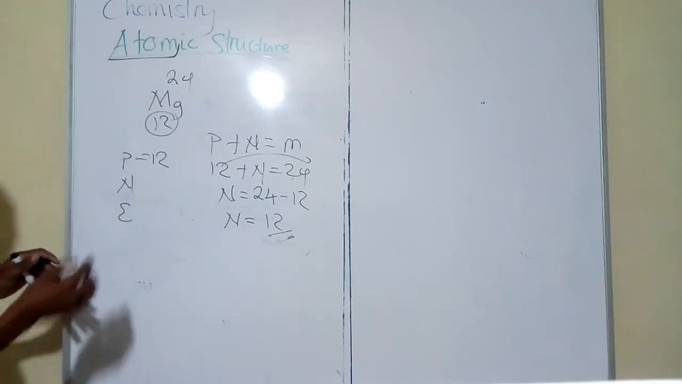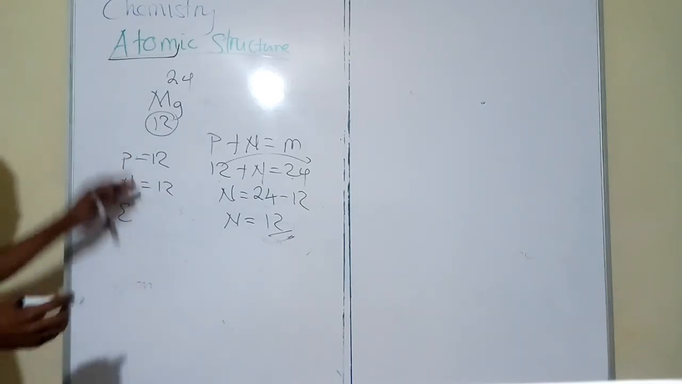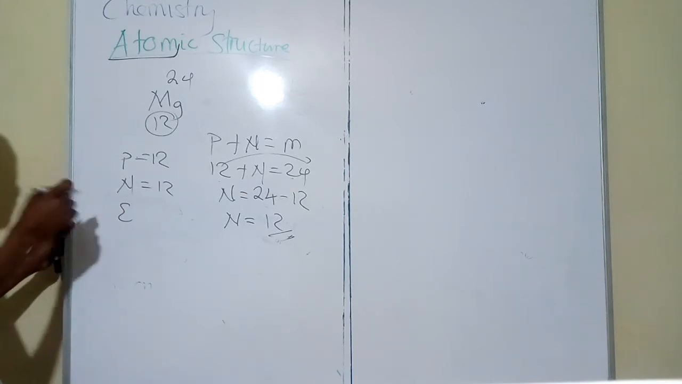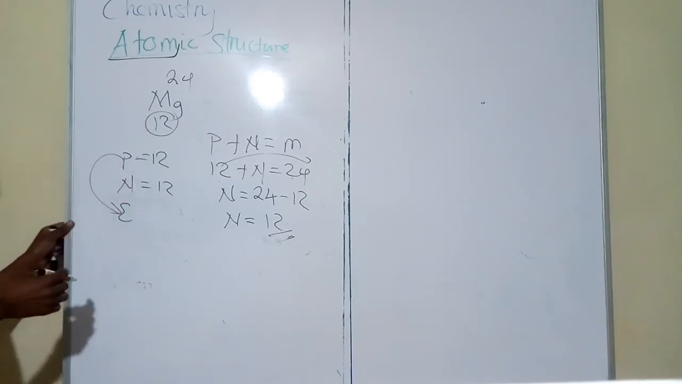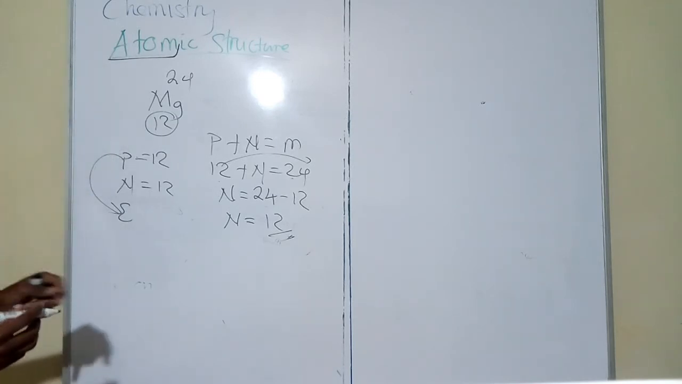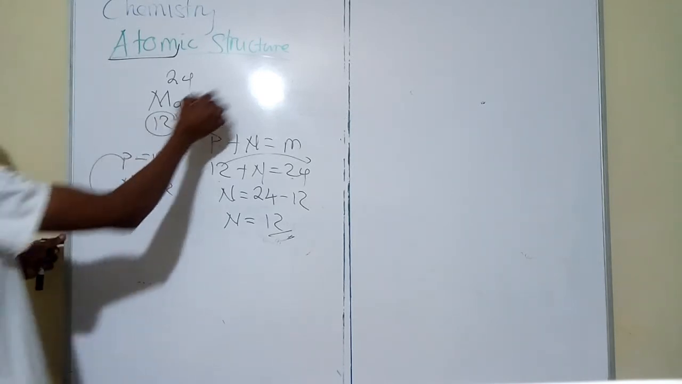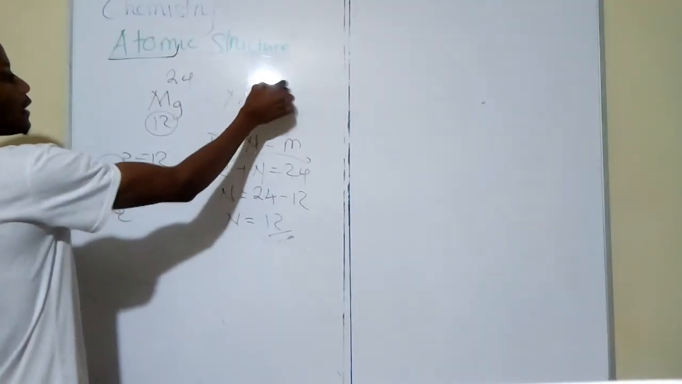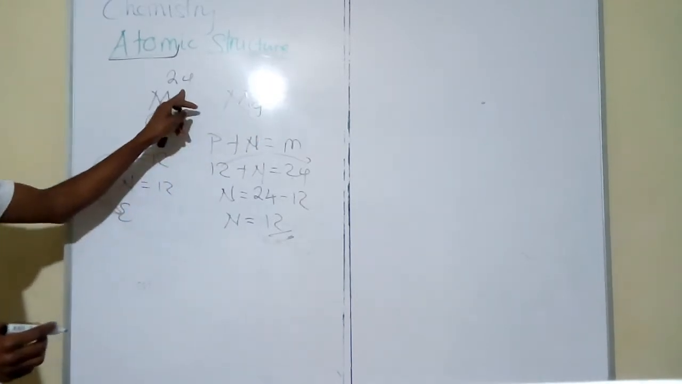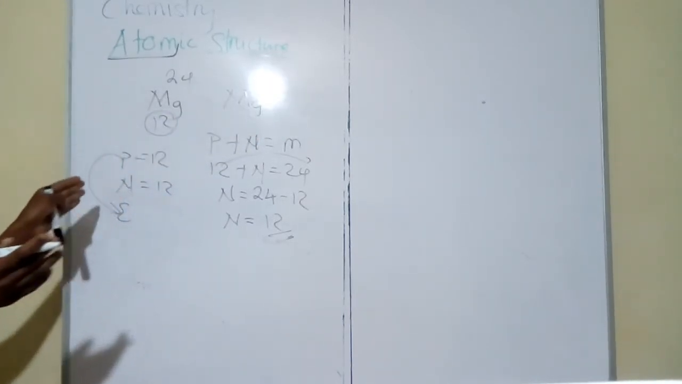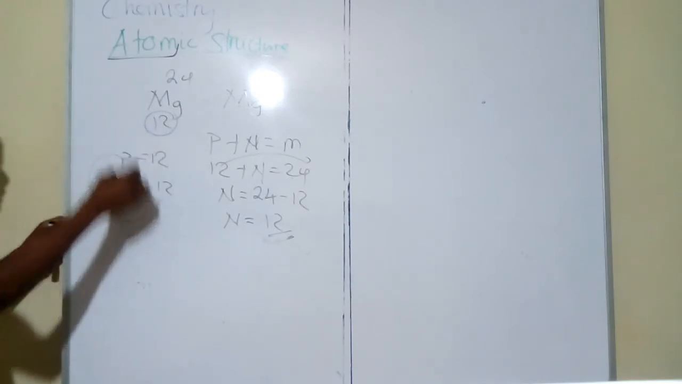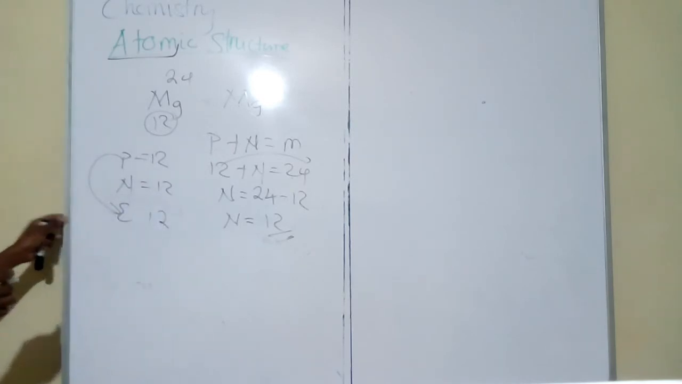What about the electrons? How are we going to find the electrons in a magnesium atom? We said that the total number of protons and electrons are equal in a neutral atom. How do you know that this is neutral? It doesn't have a charge. When magnesium is charged, it has a positive charge. So we know that it is charged when you have that kind of sign on top of the symbol. But because we don't have it, it is neutral. So the total number of protons and electrons are the same. Therefore, we have 12 electrons.